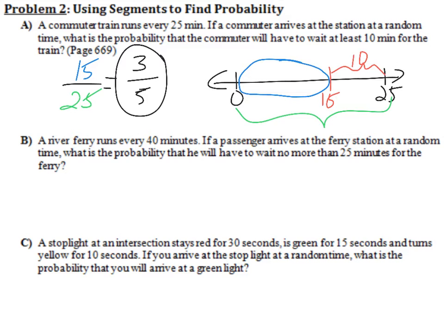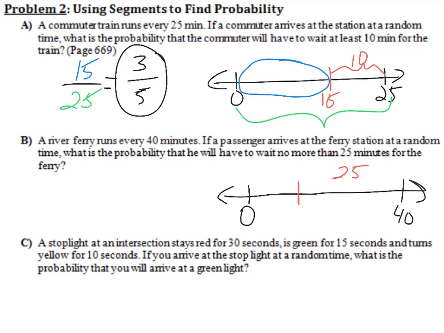The next example, we've got a river ferry that runs every 40 minutes. So again, I bring my number line here. I've got the departure at 0, and then the next departure 40 minutes later. If a passenger arrives at a ferry station at a random time, what is the probability that he will have to wait no more than 25 minutes? So a 25-minute wait would put us over here till about right there.